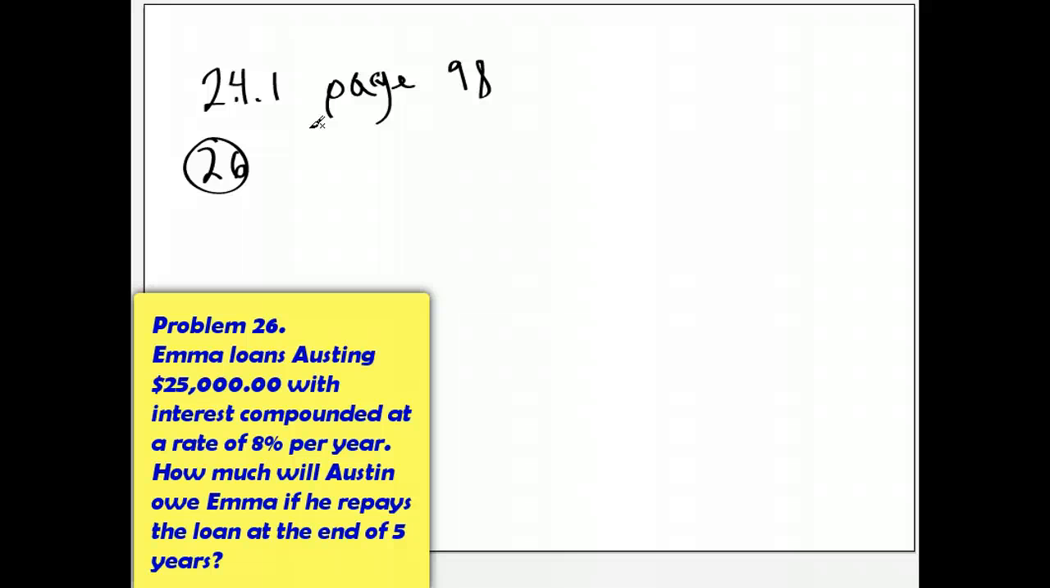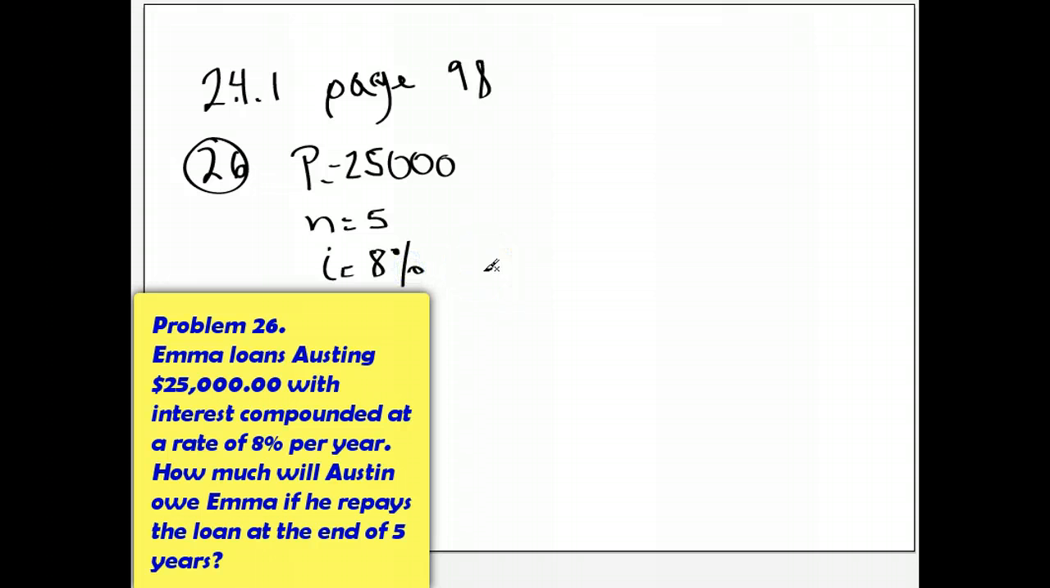So we need to extract the data from the problem statement, and the parameters that we have are, right now, a present value of $25,000, which is the amount to be loaned, and the period is 5 years. We have 5 years to pay back the loan, and the interest rate is 8% per year.